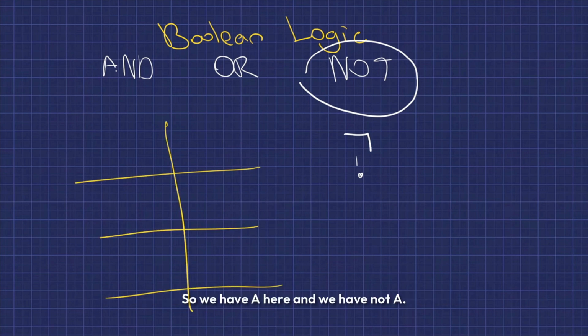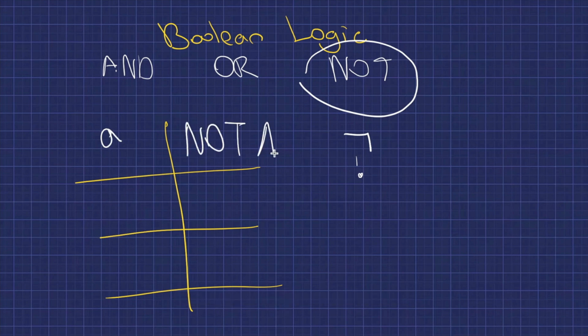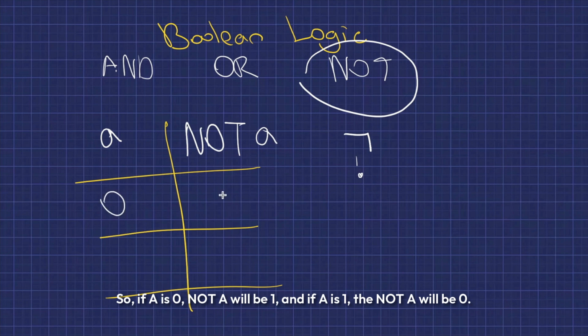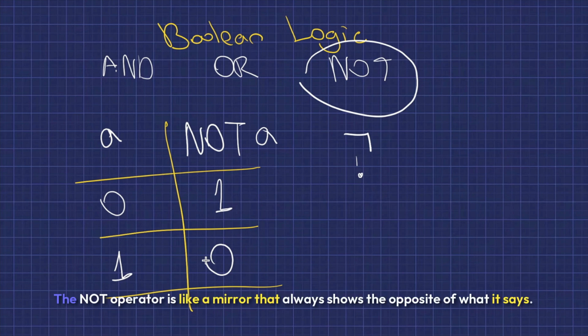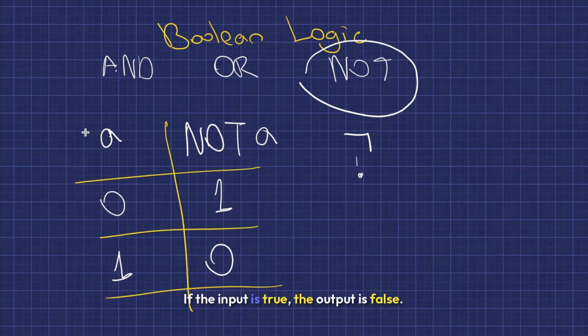So we have A here and we have not A. This is so easy here. So if A is 0, not A will be 1. And if A is 1, not A will be 0. That's it. The NOT operator is like a mirror that always shows the opposite of what it says. If the input is true, the output is false. If the input is false, the output is true.